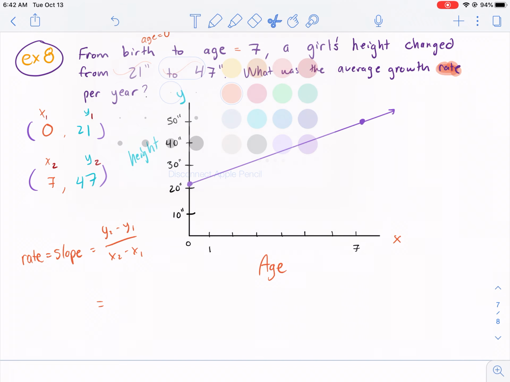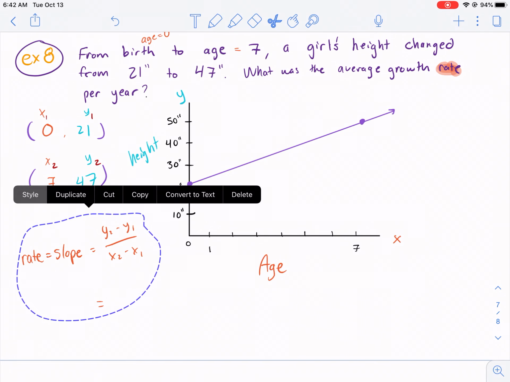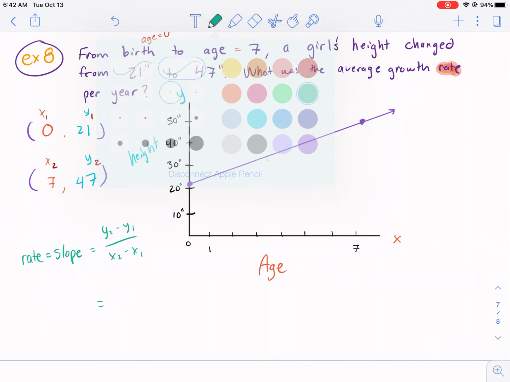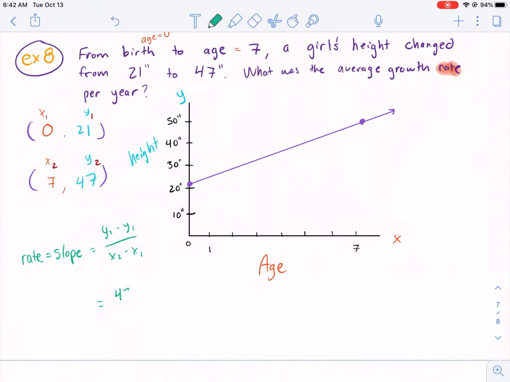I should have used green instead. Let me change it. Style. This green color. Okay, there we go. Feel better. So now we have y2, which is 47, minus y1, which is 21, over x2, which is 7, minus x1, which is 0. What do we get? 47 minus 21, I think is 16. Is that right? No, it's 26, I think. So we get 26 over 7. I don't think that can be reduced.